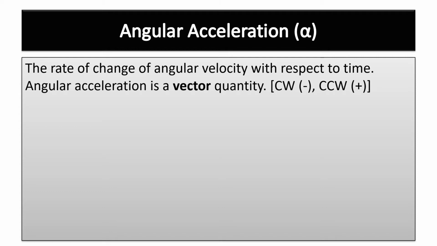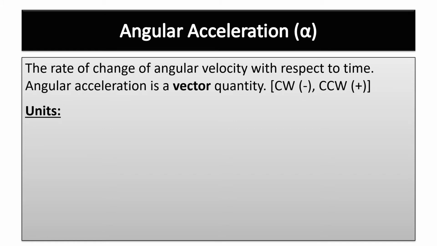Now we're ready for angular acceleration, denoted by the Greek letter alpha. Okay, not an A, this is an alpha. The rate of change of angular velocity with respect to time, and angular acceleration is also a vector quantity. And luckily it's the same convention where clockwise is negative and counterclockwise is positive. So what do you think the units for angular acceleration might be? Pause the video and think about it. You should know it.